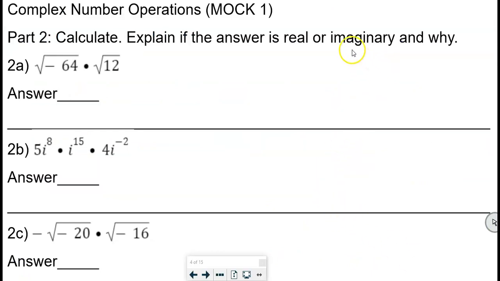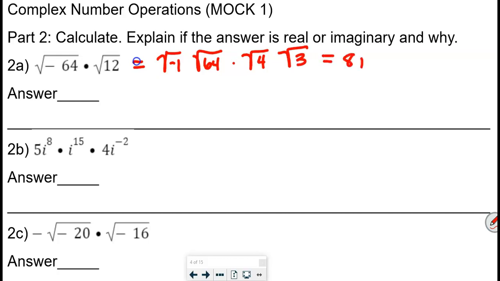So part 2 says calculate. Explain if the answer is real, imaginary, and why. Okay, so on this first problem, we are going to break it up into pieces. So this is equal to, I'm going to do the square root of negative 1, and I'm going to factor this: the square root of 64, and then times the square root of 4, that's the perfect square factor of 12, and the square root of 3.